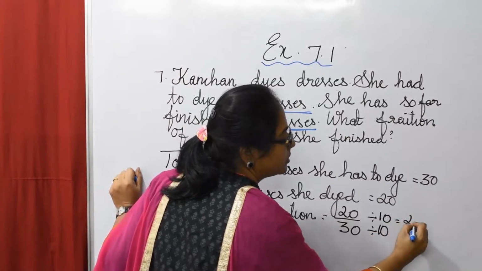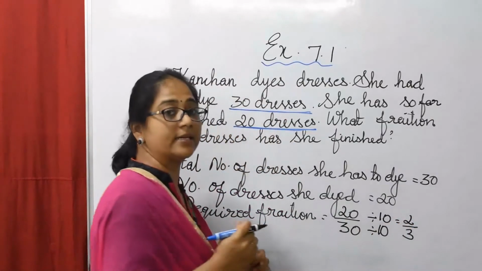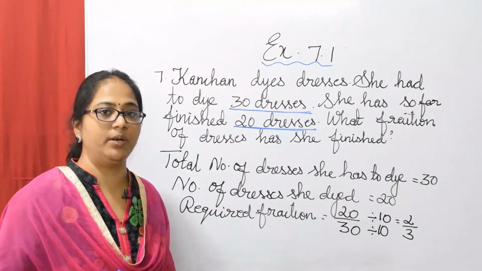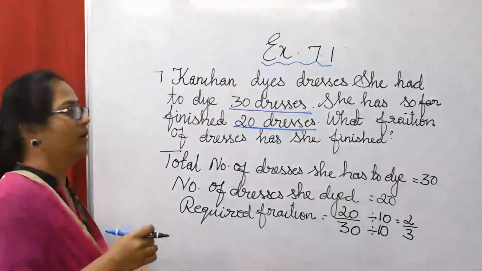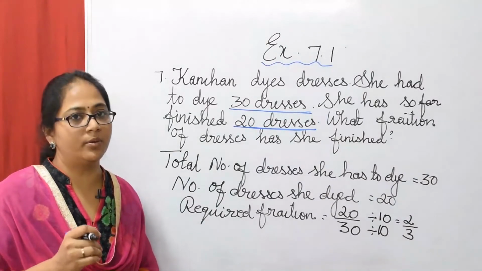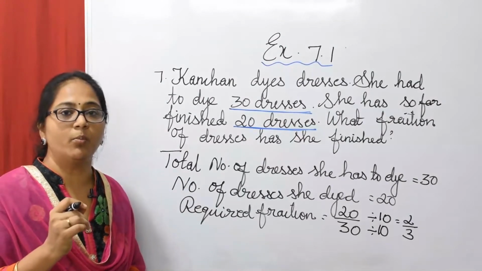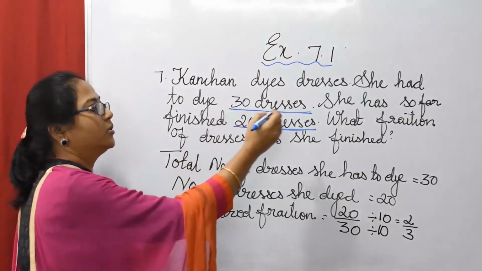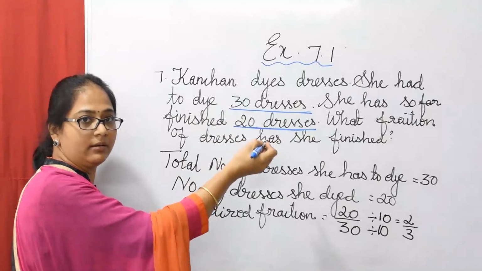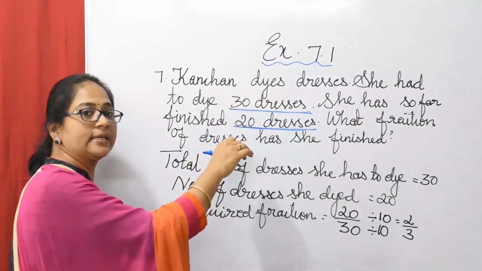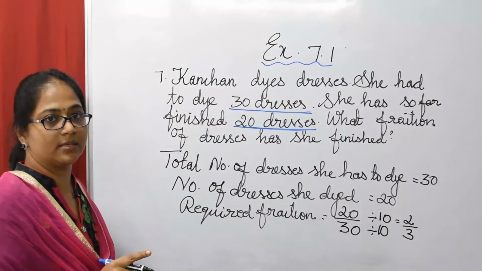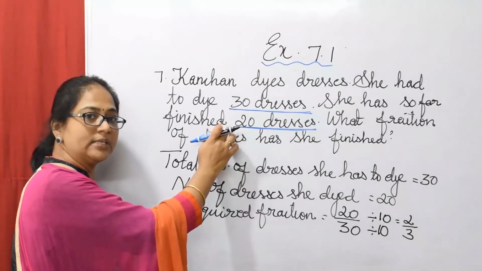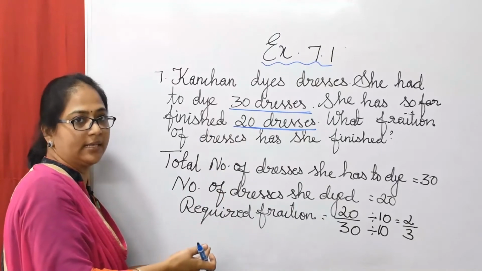So she has completed 2/3 of her work. Students, whenever a word problem is given, keep in your mind, you have to pick out the keywords. So she has to dye 30 dresses here, and she has completed dyeing 20 dresses. That is the important information. Based on this information we are going to answer here.